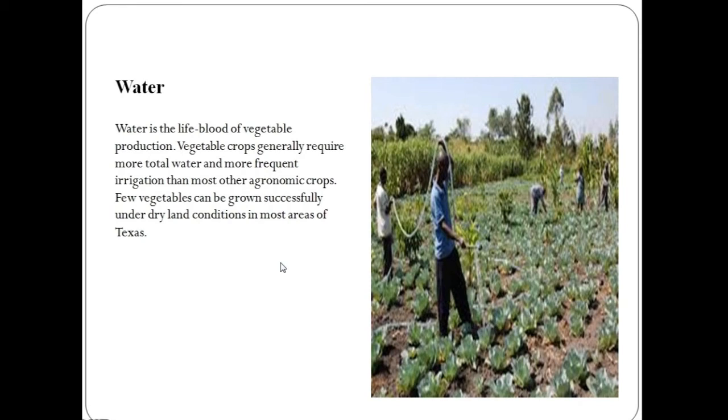Water is the lifeblood of vegetable production. Vegetable crops generally require more total water and more frequent irrigation than most other agronomic crops. Few vegetables can be grown successfully under dry land conditions in most areas like Texas. Even in East Texas, where 45 plus inches of rainfall occurs annually, crops can experience periods of drought stress. Therefore, only a field that has easy access to an abundant water source should be considered for vegetable production.